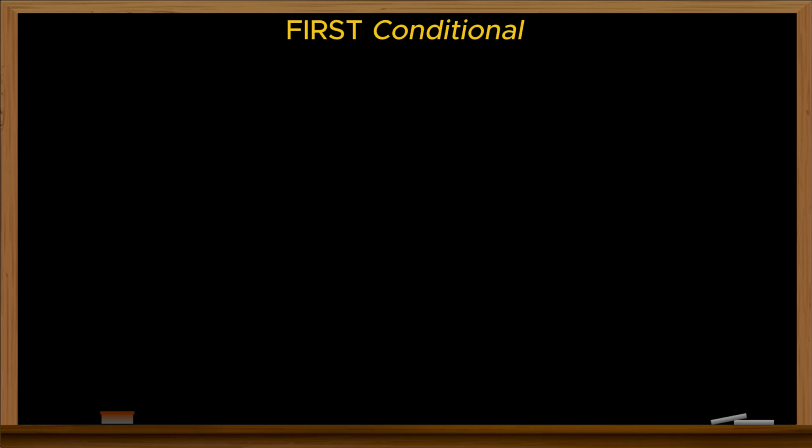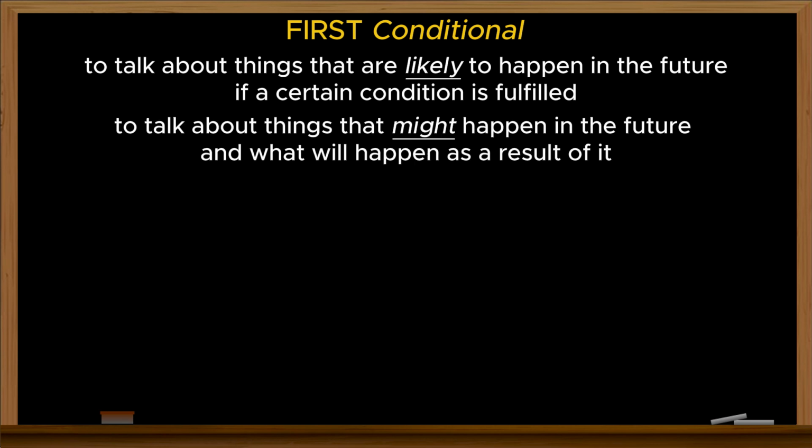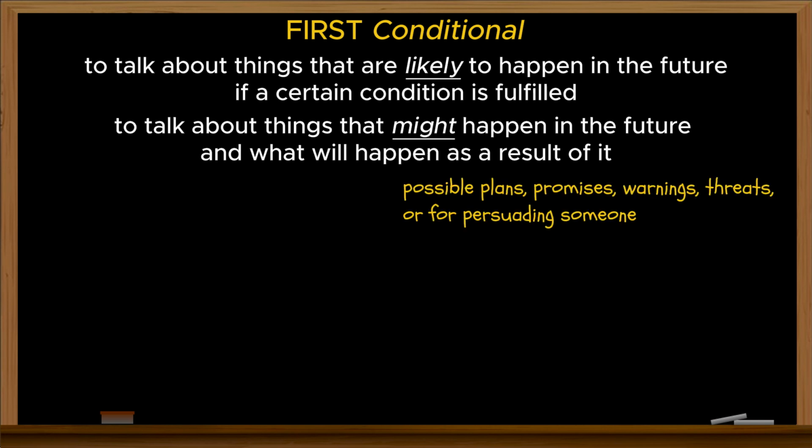Now let's move on to the first conditional. So we use this verb form to talk about things that are likely to happen in the future if a certain condition is fulfilled. In other words, to talk about something that might happen in the future and what will happen as a result of it. It's like a prediction or guess. You can use the first conditional to talk about possible plans, promises, warnings, threats, or for persuading someone.